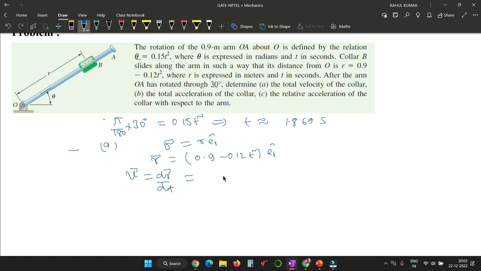So what will you get? First you differentiate this, so minus 0.24 t e_r, plus 0.9 minus 0.12 t square e_r dot. And in place of e_r dot, what can we write? Tell me.